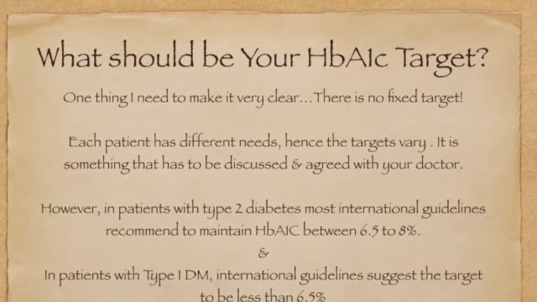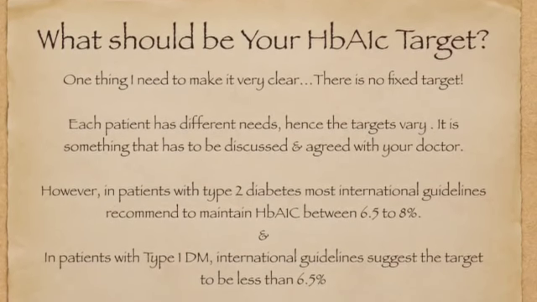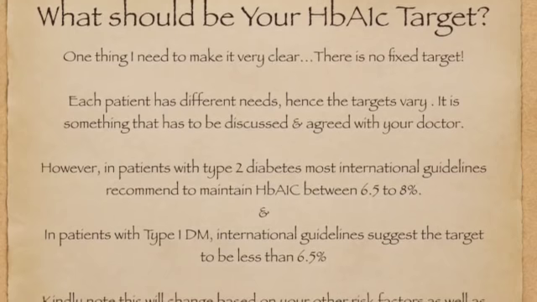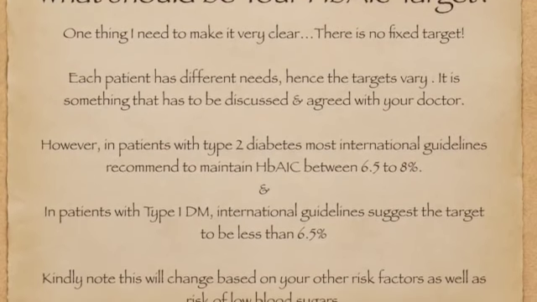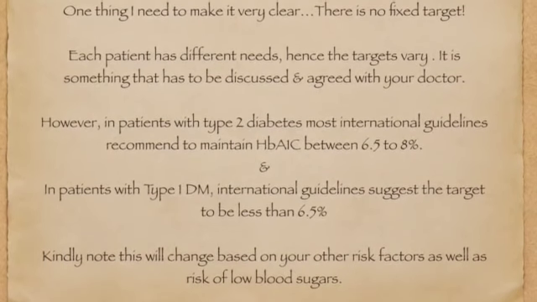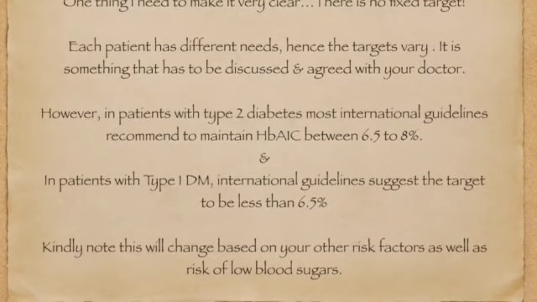However, in patients with type 2 diabetes, most international guidelines recommend to maintain HbA1c between 6.5 to 8%, and in patients with type 1 diabetes, international guidelines suggest the target to be less than 6.5%. Kindly note that this will change based on your other risk factors as well as risk of low blood sugars.